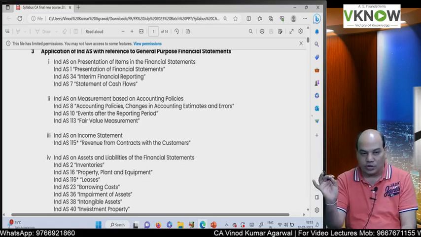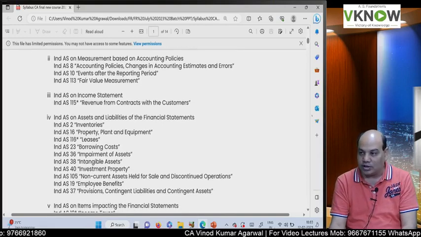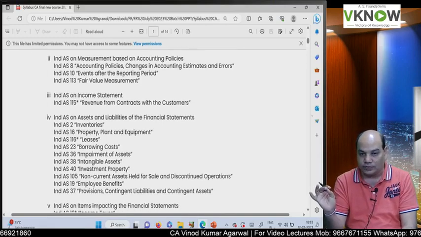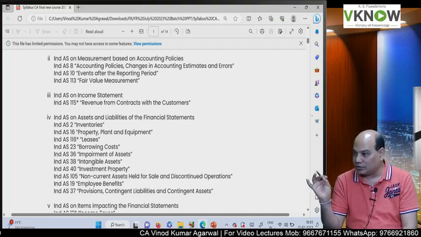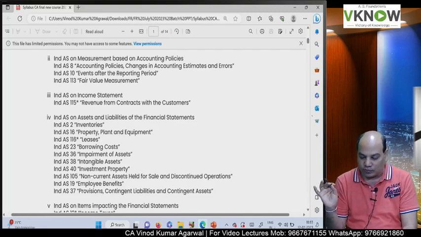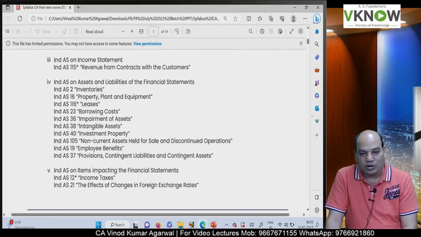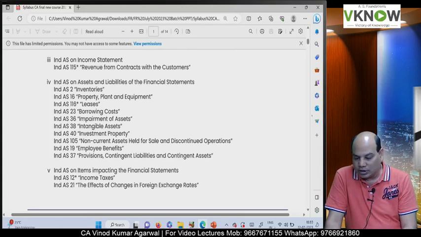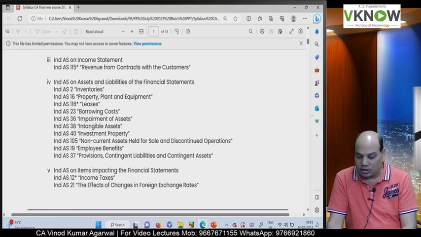These Ind AS deal with basically the presentation aspect. Then there are some Ind AS which deal with measurement based on accounting policies. Here we have Ind AS 8, Ind AS 10 and Ind AS 113. Then there is one very big standard on revenue, and that is Ind AS 115, which is very different from your old accounting standard 9.